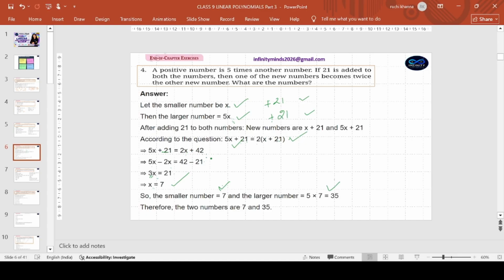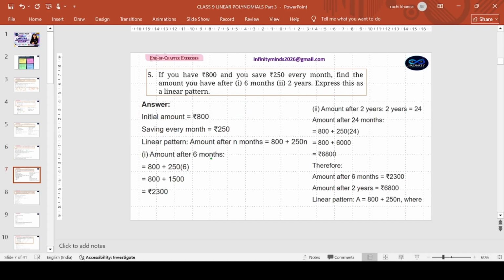Clear? Let's go to the next one. Yes, this is okay. No, not this one, the next one I'm waiting. Anyways, this is the growth and the decay question.